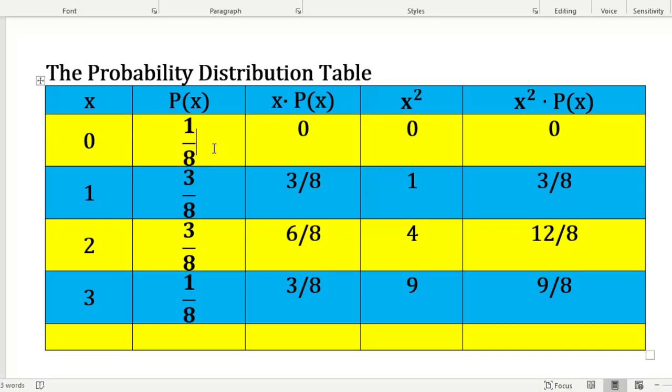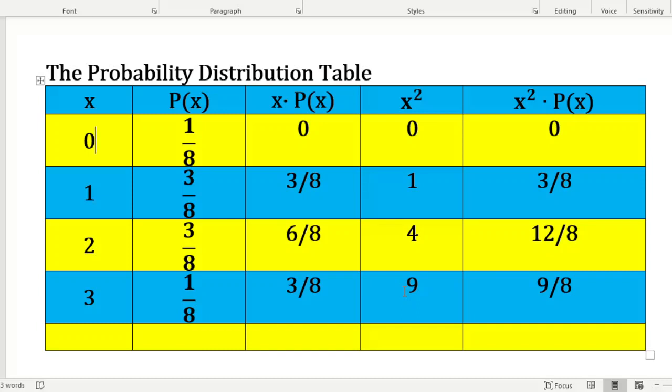Now that we have the probability distribution table, we proceed to the next step, which is we multiply each possible value by its corresponding probability. That is 0 times 1/8 is 0, 1 times 3/8 is 3/8, 2 times 3/8 is 6/8, and 3 times 1/8 is 3/8. After that, we determine the square of each possible value. That is 0 times 0, 0. 1 squared is 1, 2 squared is 4, and 3 squared is 9.